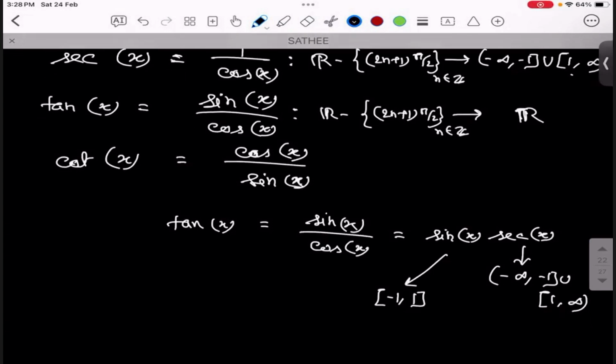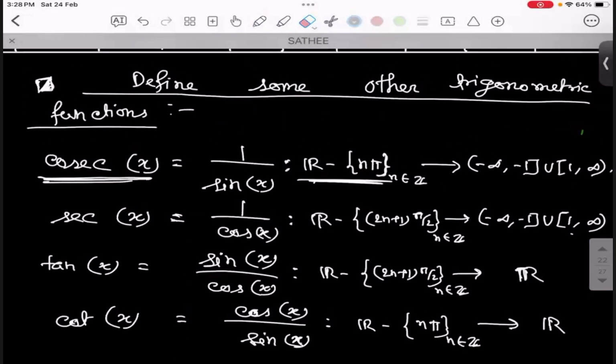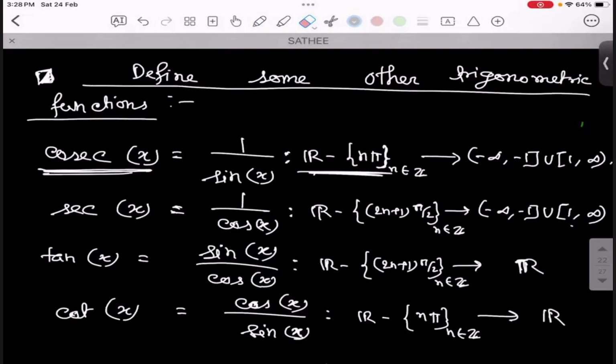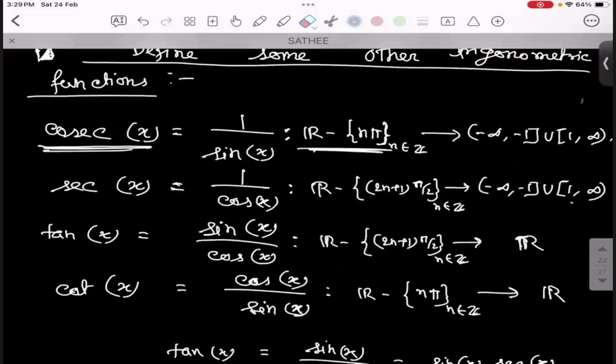Okay, and similarly, cot x has domain what? R minus n pi, where n belongs to the integers, and the range should be R, the whole real number set. So thus we can define the other trigonometric functions, and whenever we are discussing any function, we must be aware of its domain and range. So we have discussed the domain and range of the other 4 trigonometric functions.